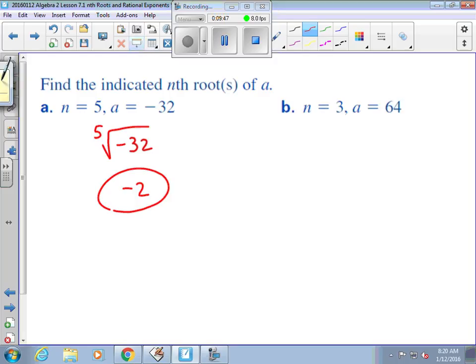Rewrite it in radical form, and then give the answer or answers that go with it.